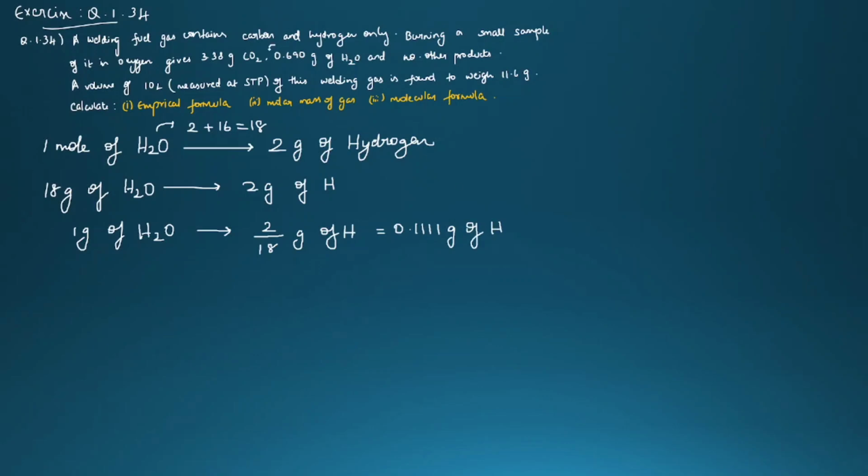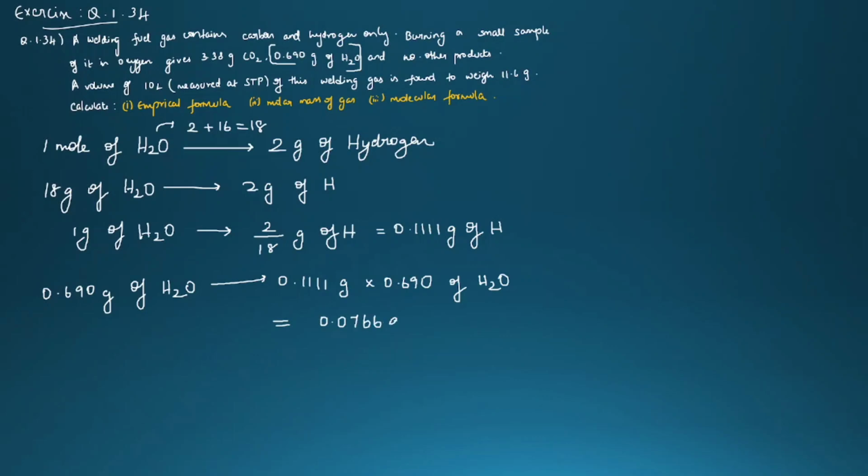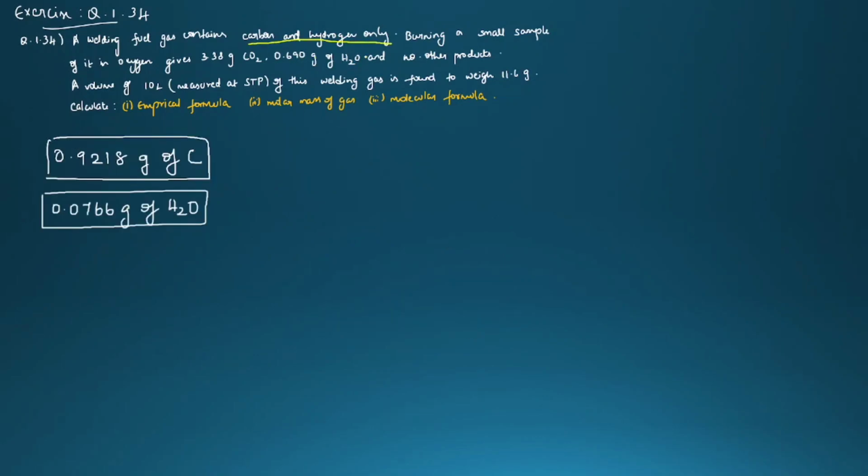0.1111 grams of hydrogen. But in the question 0.69 grams of water is given, so we shall write 0.69 grams of water gives 0.69 into this 0.1111 grams of hydrogen. So on multiplying, we will get the answer as 0.0766 grams of hydrogen. Sorry, I have written it as water. It's not water, it is hydrogen. So here also you will change this H2O into hydrogen.